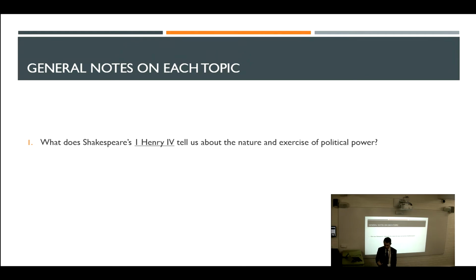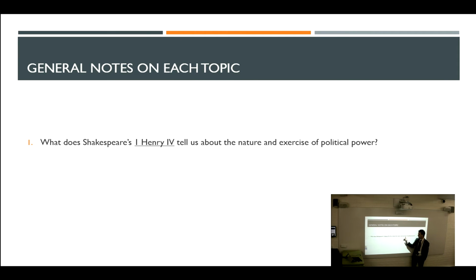Okay, let's look at the topic itself. I'm just going to give you a brief synopsis of what was expected from these topics. What does Shakespeare's Henry IV Part 1 tell us about the nature and exercise of political power? These are the key words here: nature and exercise of political power. Some people repeated the term political power ad nauseam without actually showing me that they understood what that meant. It's about leadership.